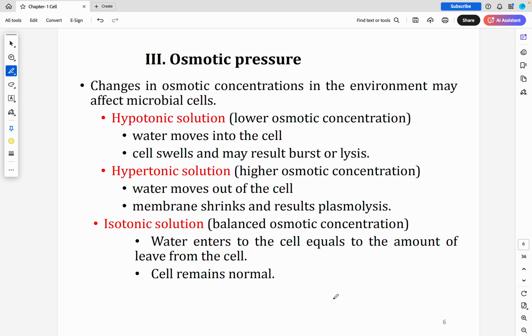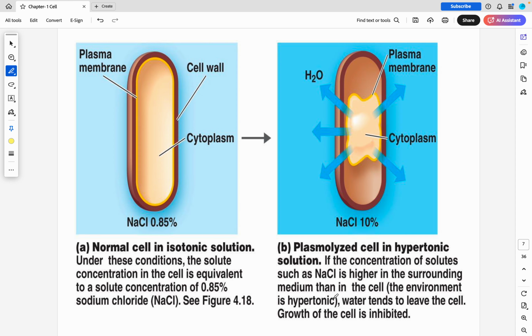So in our laboratory experimentations, we make use of isotonic solutions in order to dilute our sources, our samples, diba? Before we plate them. Okay, so just a set of visuals on cells as they exist in isotonic solution and a hypertonic solution.